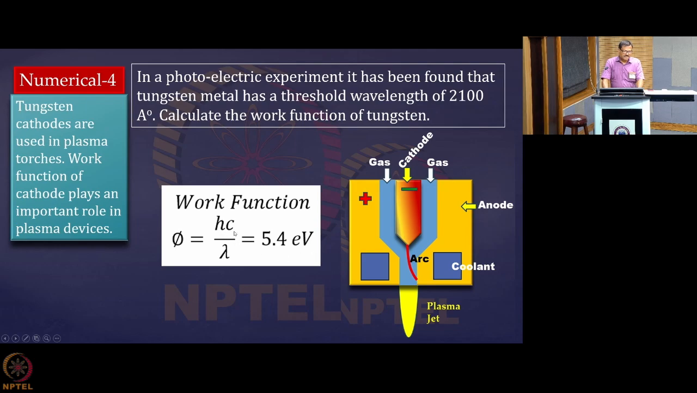So h is Planck's constant, c is the speed of light, and lambda is the wavelength that you are noting here, which wavelength you have allowed to fall on the material. Then you see that the work function comes to be 5.4 eV.